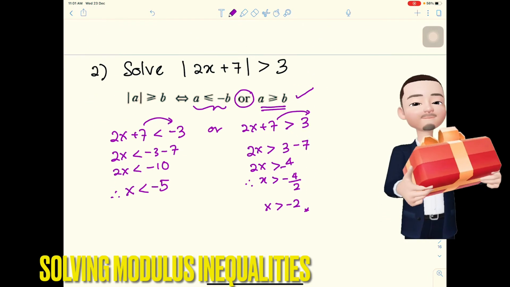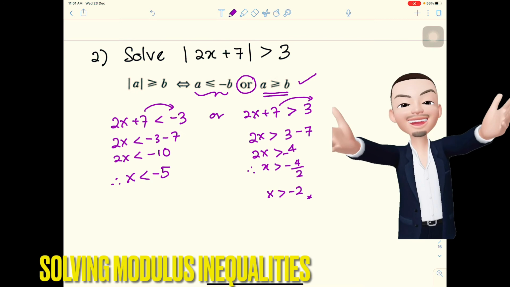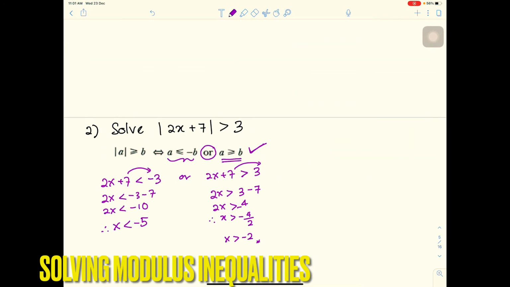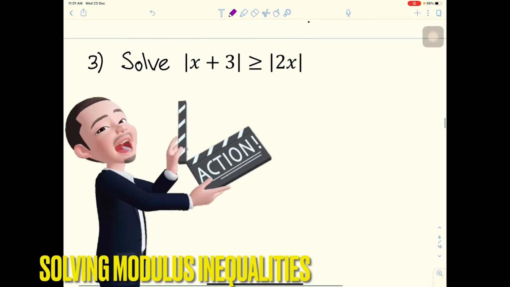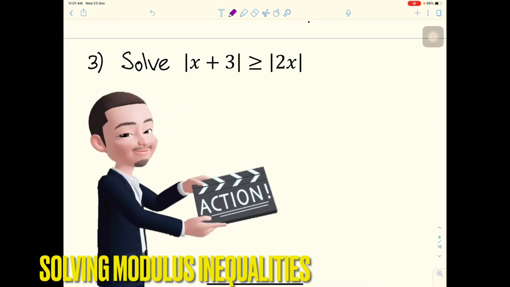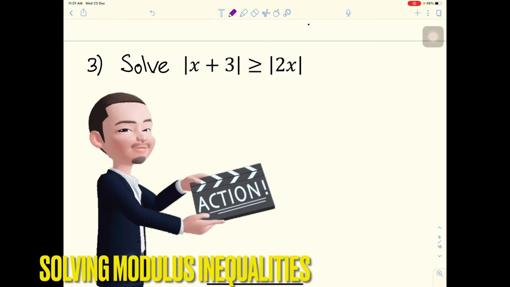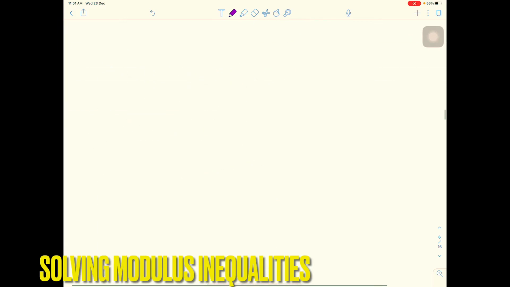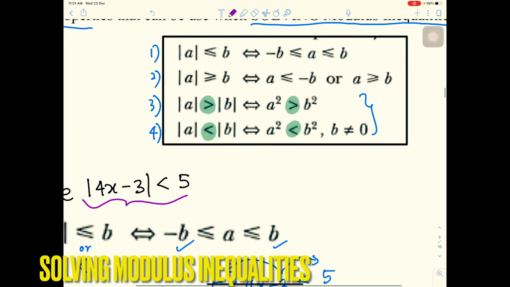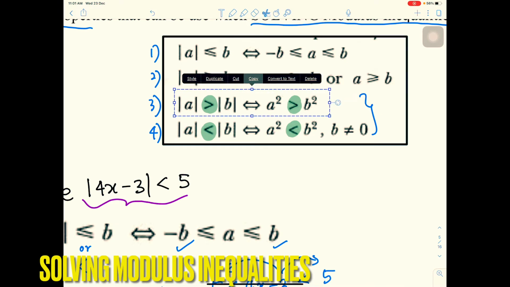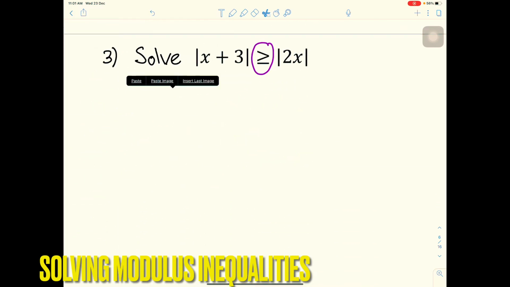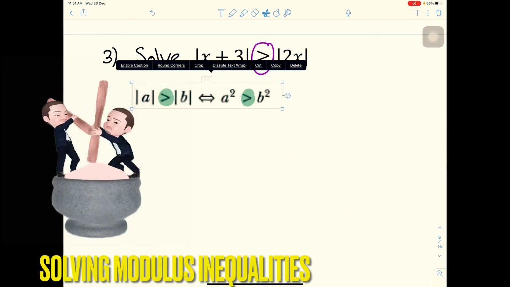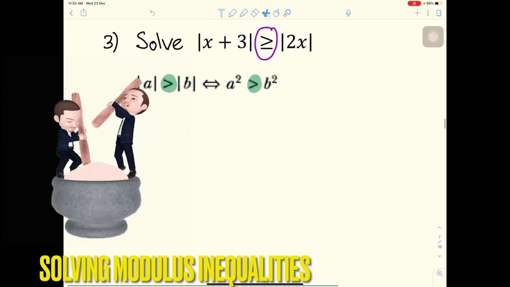So this is how we solve the question, as long as you know and memorize the types of solutions for solving modulus inequalities. And then example 3. From here, both sides have modulus. If you can see greater than, it is a type 3. Greater than. I copy first, so this is the formula to solve modulus inequalities.